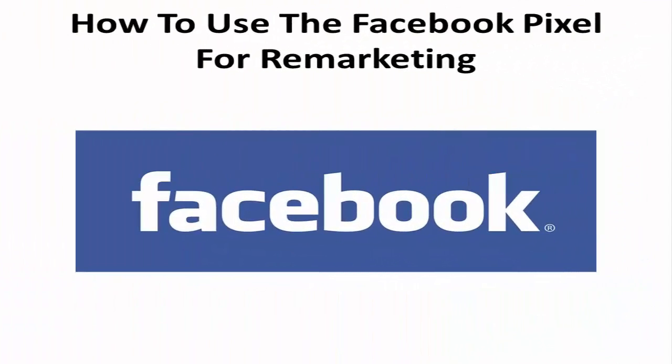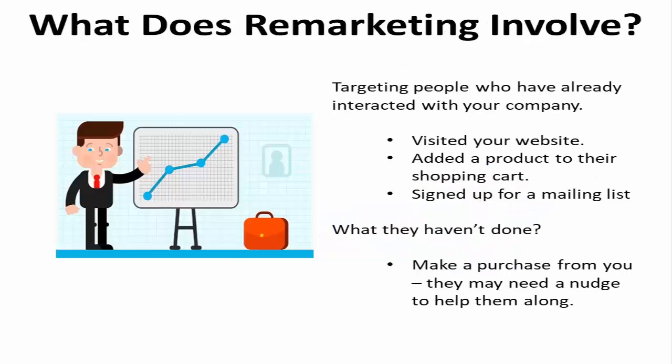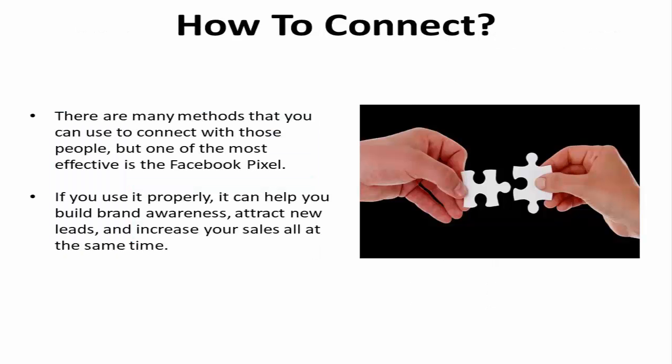Remarketing involves targeting people who have already interacted with your company. They may have visited your website, added a product to their shopping cart, or signed up for a mailing list. What they haven't done is make a purchase from you, and they may need a nudge to help them along. There are many methods that you can use to connect with those people, but one of the most effective is the Facebook Pixel. If you use it properly, it can help you build brand awareness, attract new leads, and increase your sales all at the same time.